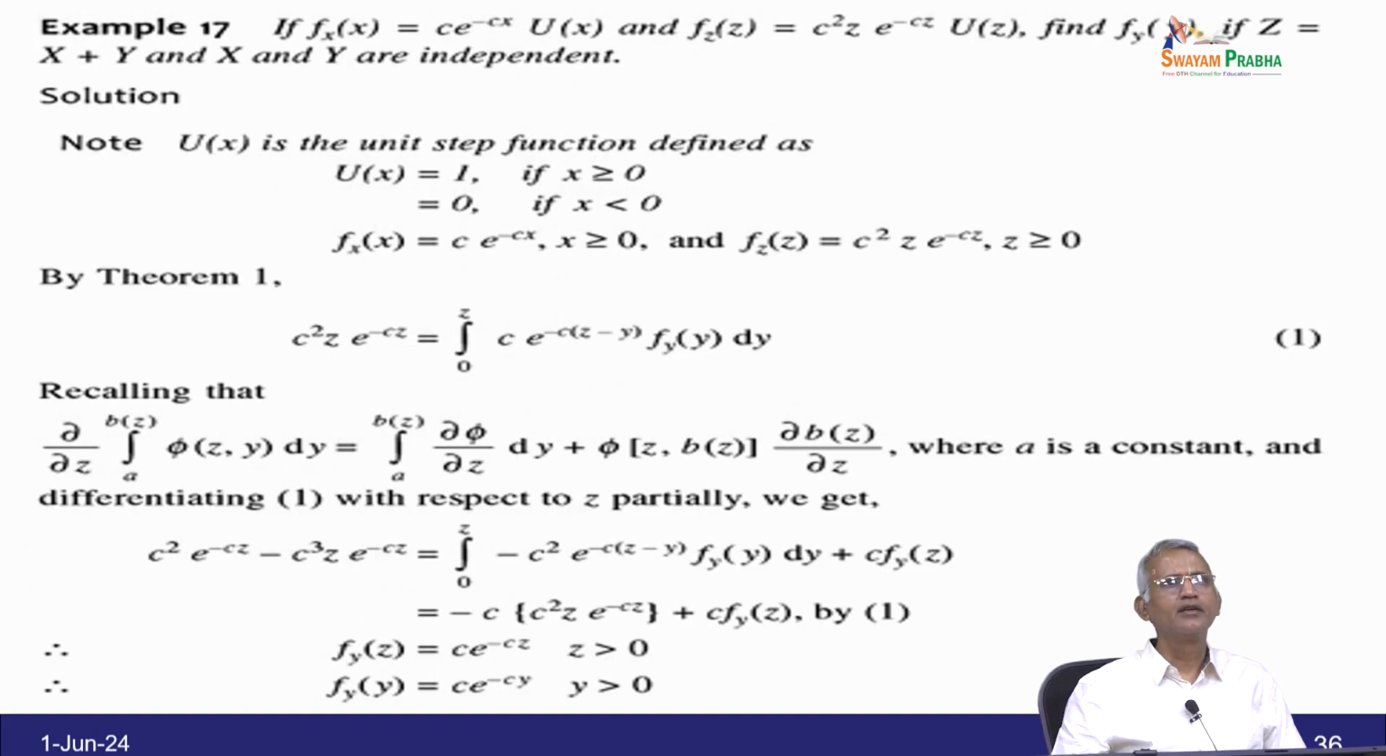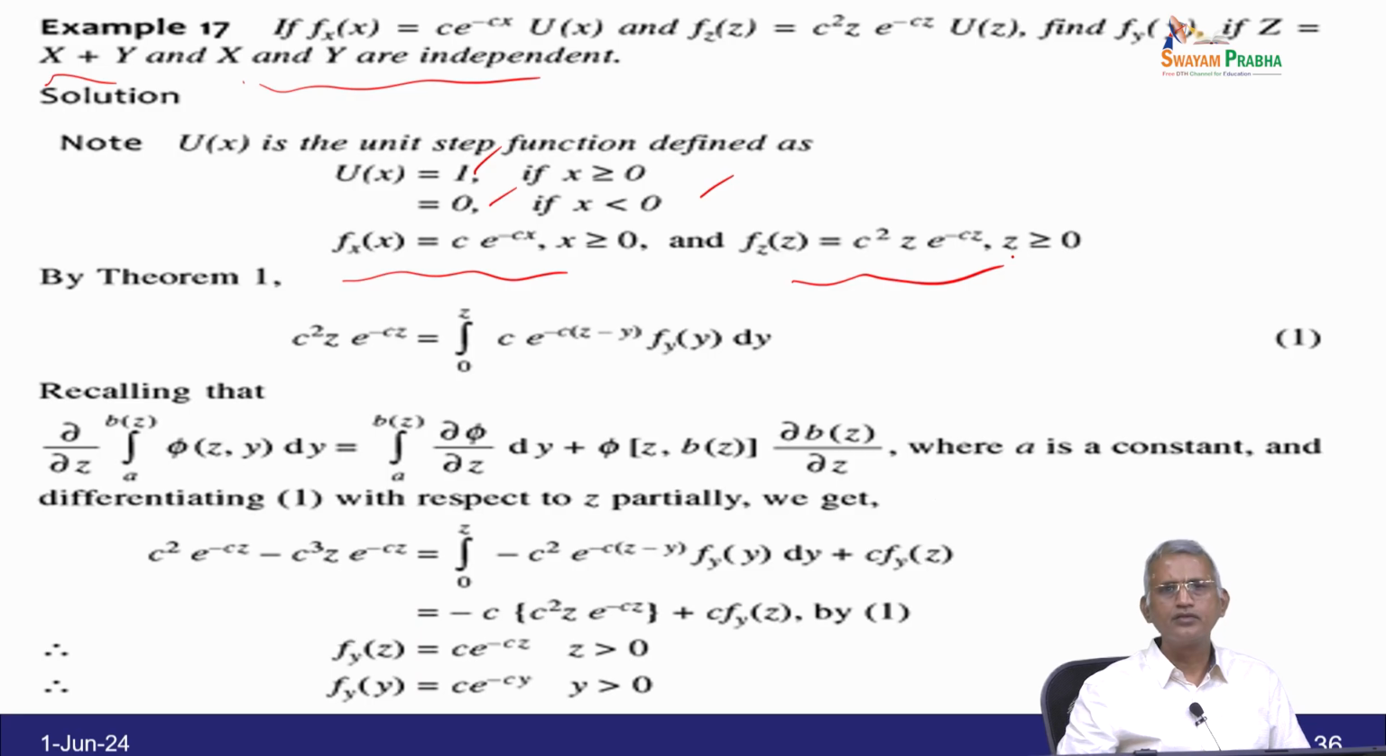Next example: two functions, f_X(x) equals c e^(-cx) u(x), and f_Z(z) equals c squared z e^(-cz) u(z). Find f_Y(y) if Z equals X plus Y and X and Y are independent. Here u(x) is a unit step function, therefore u(x) equals 1 when x is positive, 0 if x is negative. Therefore f_X(x) is c e^(-cx) where x is positive, and f_Z(z) is c squared z e^(-cz).